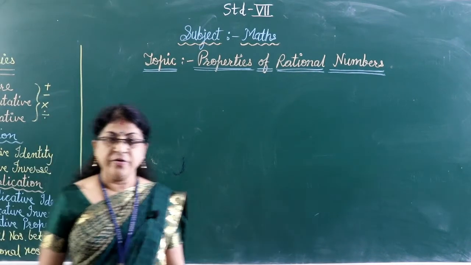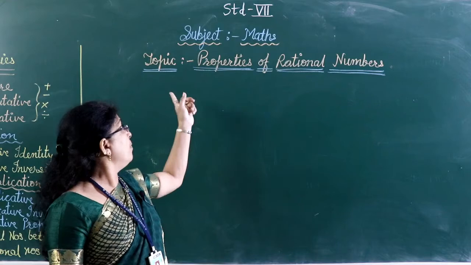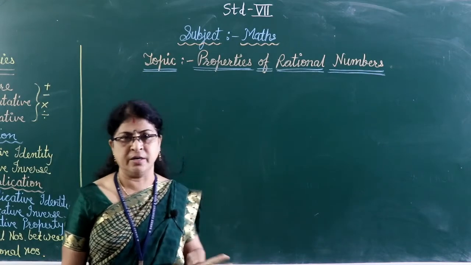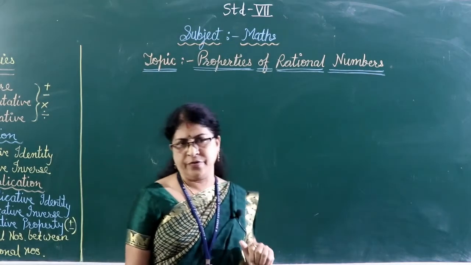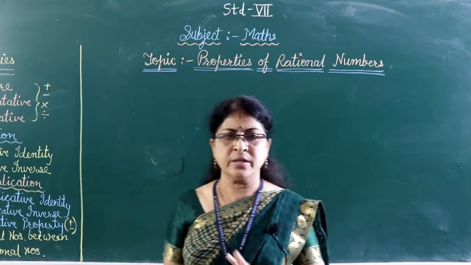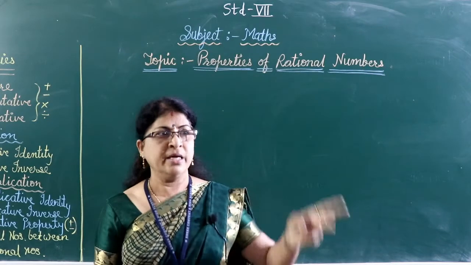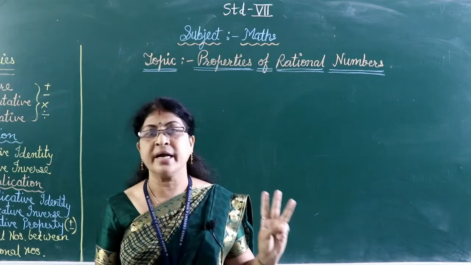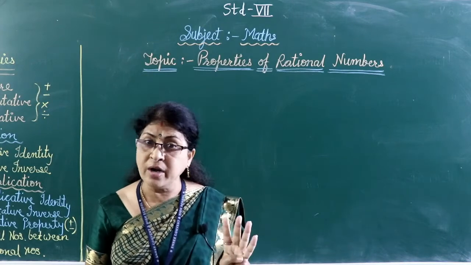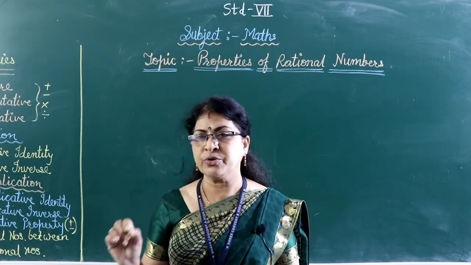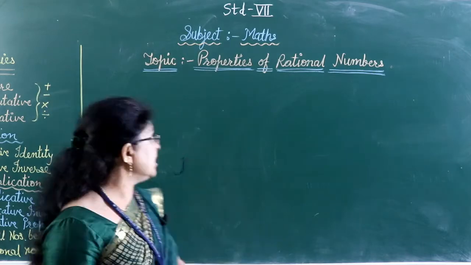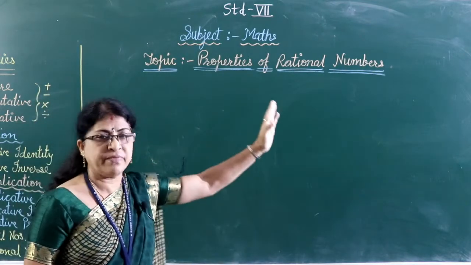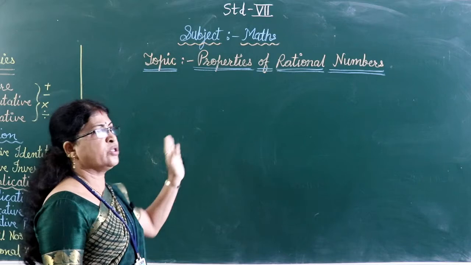Today we are going to learn the topic of operations and properties of rational numbers, meaning operations on rational numbers. In the last lecture we learned about rational numbers, what rational numbers are, how they are written in standard form, positive rational numbers, and negative rational numbers. We also learned how to represent rational numbers on the number line. In this lecture we will learn about properties of rational numbers or operations on rational numbers.